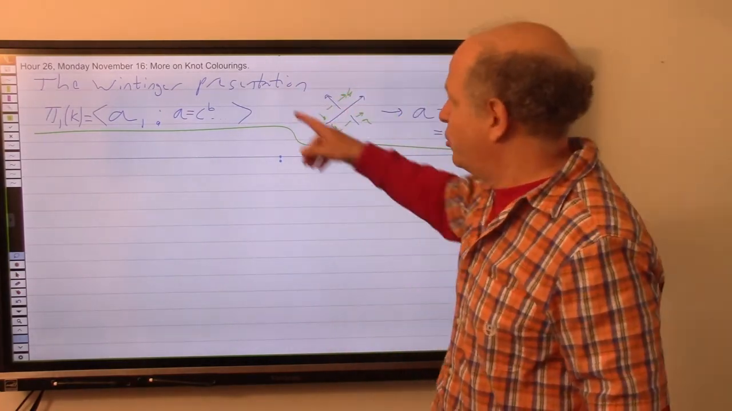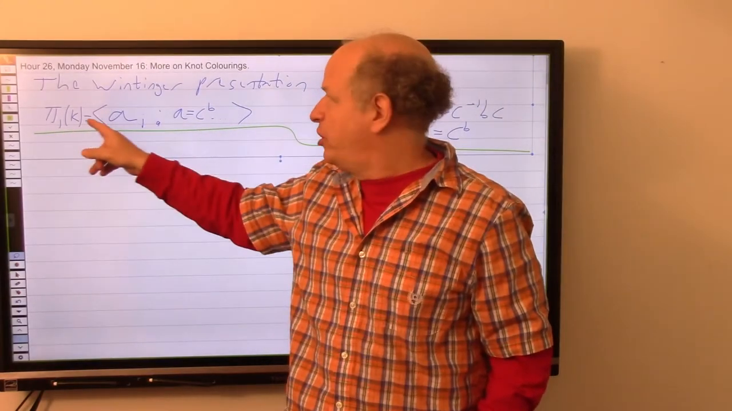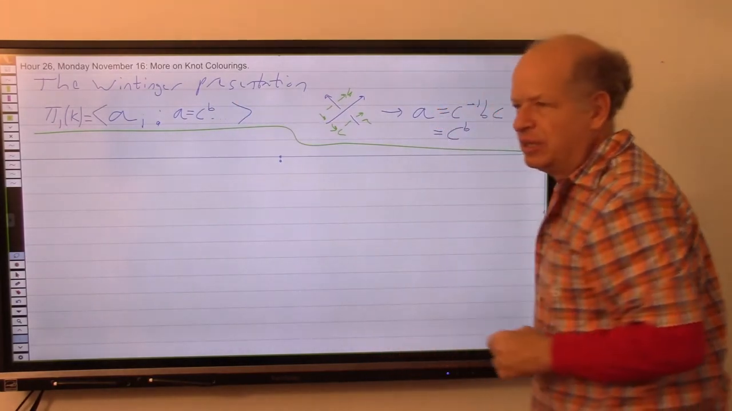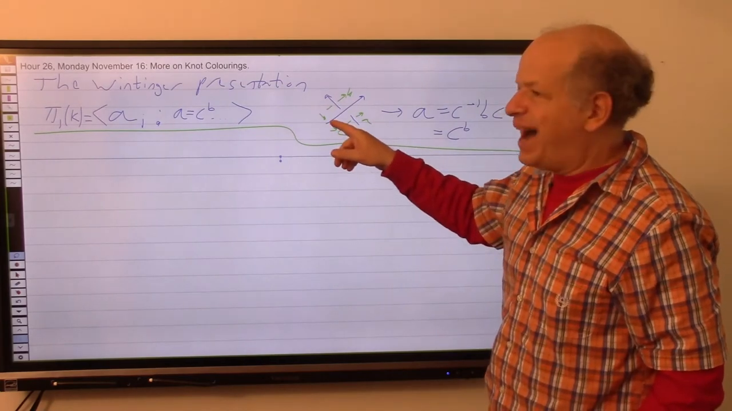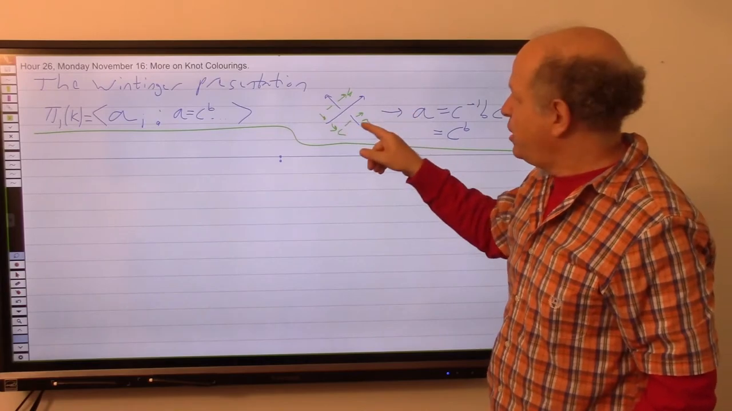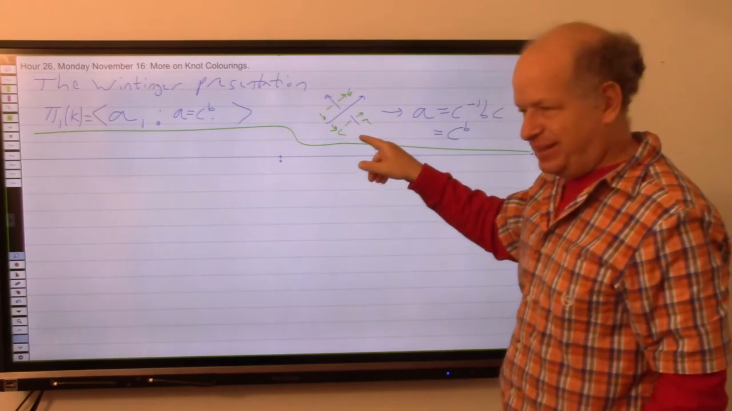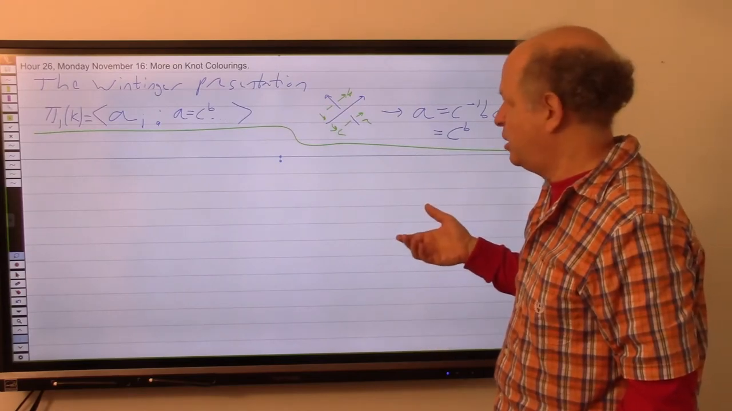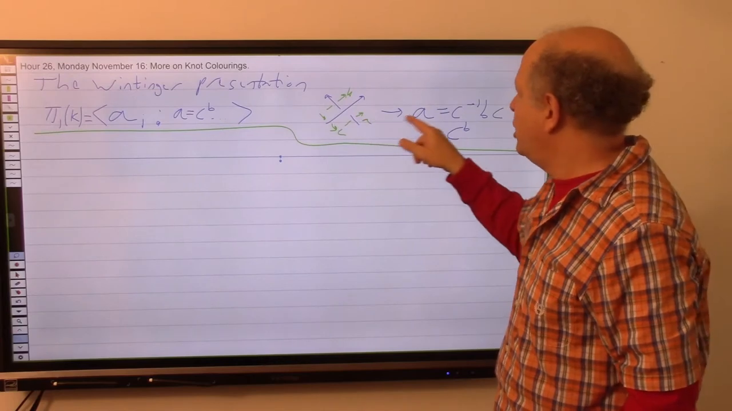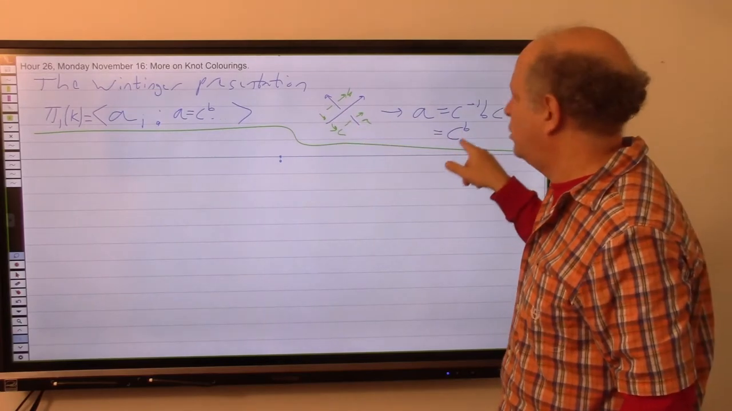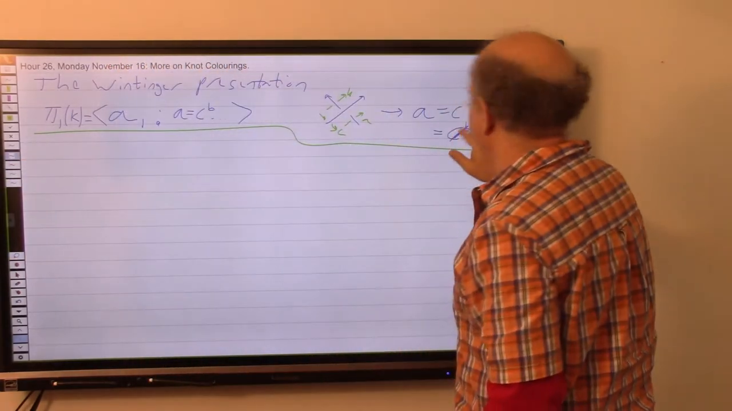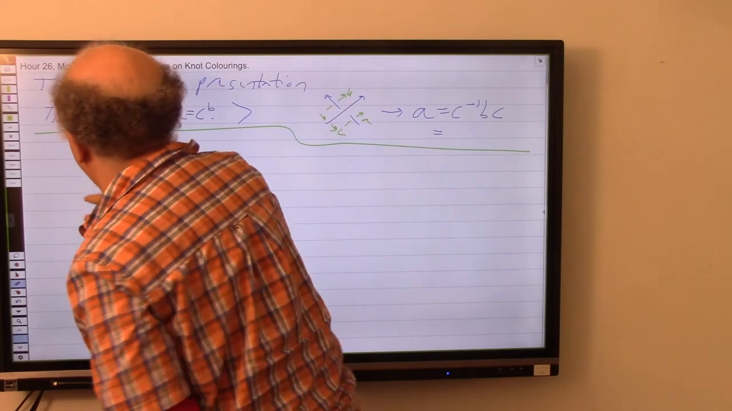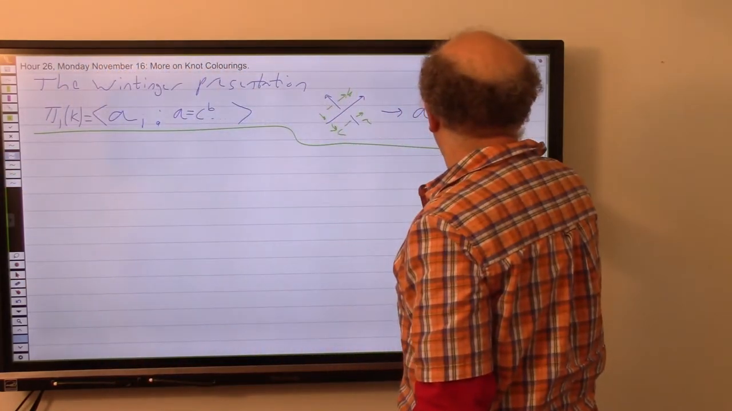But first, just to remind you, pi 1, the fundamental group of a knot, has a presentation called the Wirtinger presentation, and it's as follows. For every arc of the knot, you put an arc underneath and you call them a_i, but here for the example, I call them A, B, and C. And then for every crossing, you have a relation, and the relation says that A is equal to B conjugated by C, so C inverse B C.